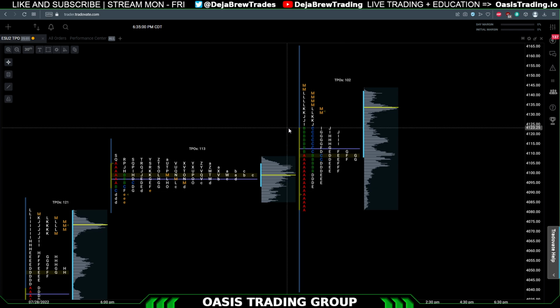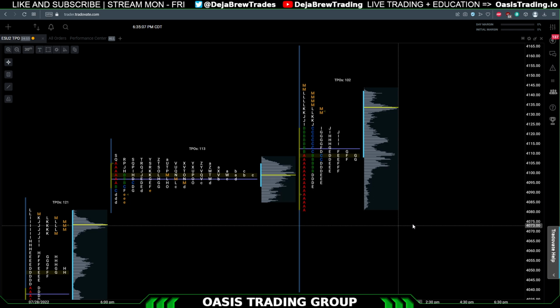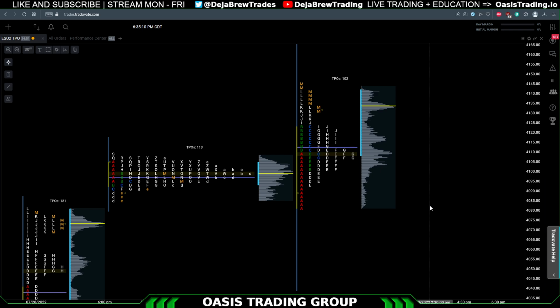So in this case, the highest price would be 41.23. The lowest price would be somewhere around 40.81. Okay, so now that we know where the initial balance is, we can kind of determine where our bias is on the day once we begin to break that high or the low of that initial balance. So if we start to find a lot of value outside the top of the initial balance, then that would be a bullish bias day. If we start to break the low of the initial balance and start to find a lot of value below the low, then we would want to be leaning bearish on that initial balance.